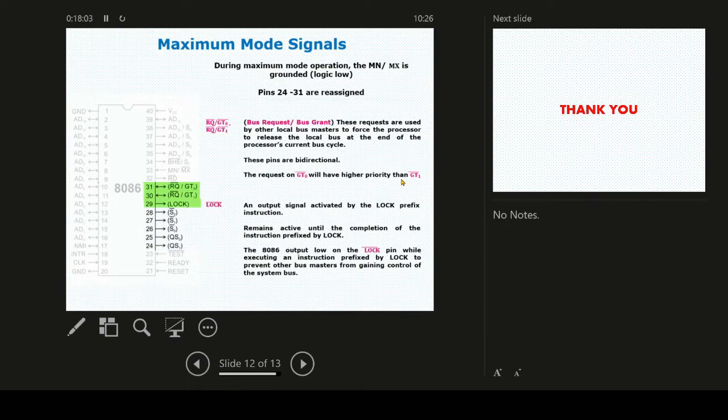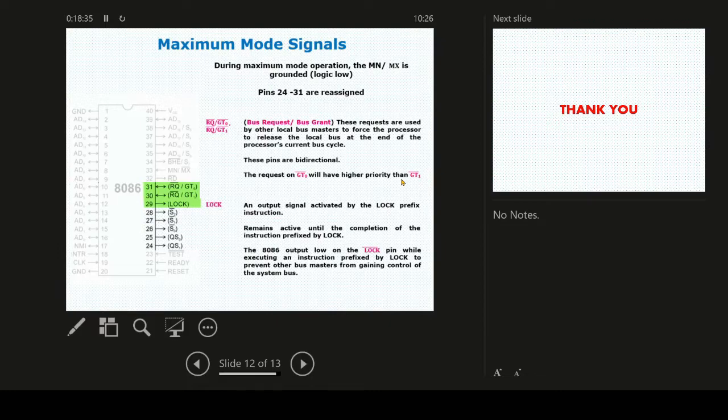Going on to the last things, we have got the bus request and bus grant. Before going to the bus request, I must say something about the lock signal. What is lock? If any instruction or output signal is given with a prefix of lock, then that instruction remains locked in that position until the whole execution of the instruction has taken place.